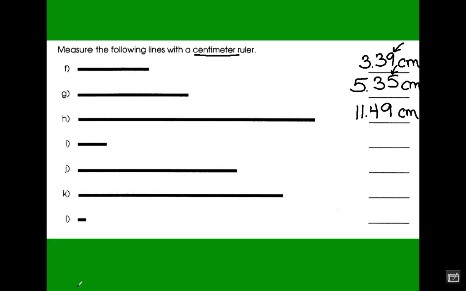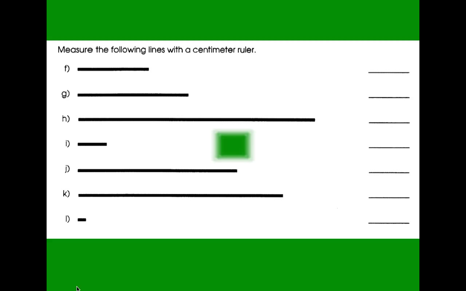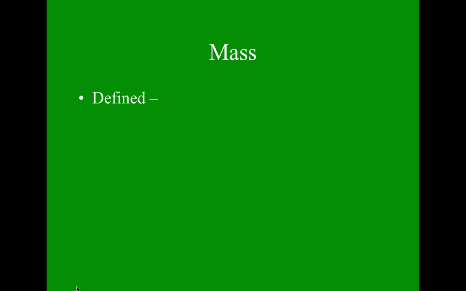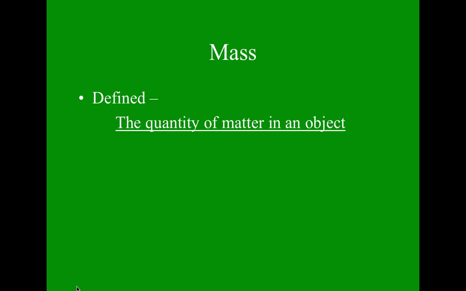Okay, the second measurement that we're going to learn about is mass. And mass is defined as the quantity of matter in an object. The measuring tool that we use for this is the balance. Now, we actually have two different types of balances in our lab, okay?